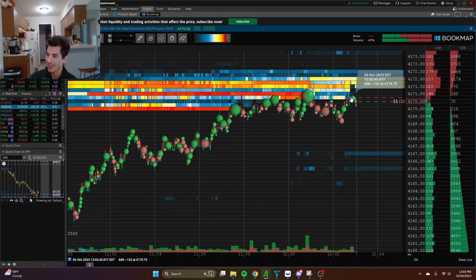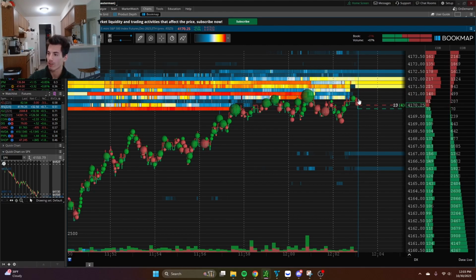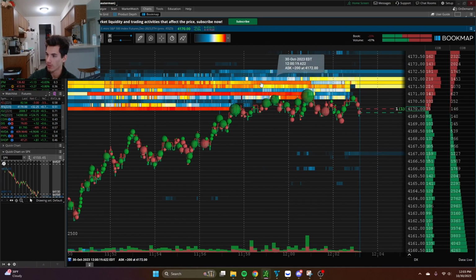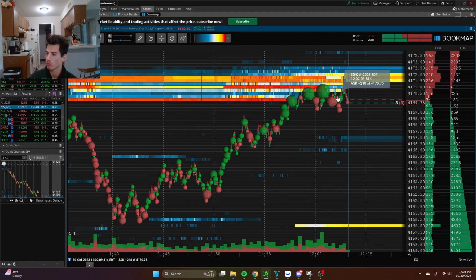And at this moment, this is a live example. At this moment, buyers are not willing to step up and break this little liquidity zone at 4172 and break above that.